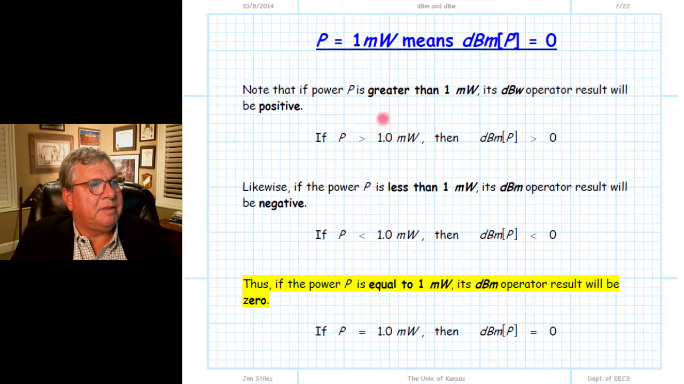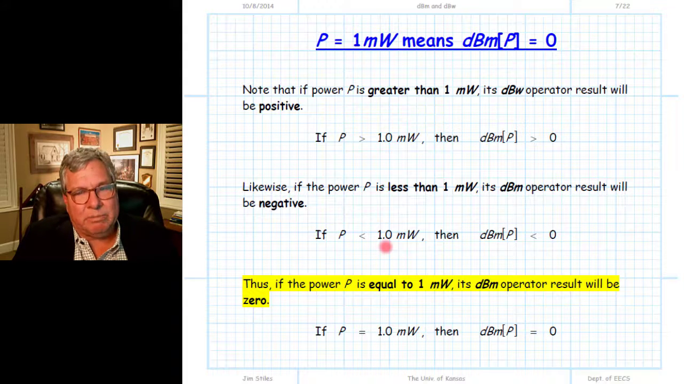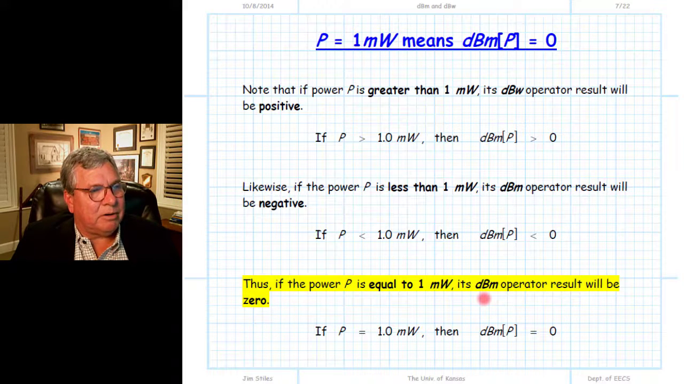In this case then, if the power P is greater than 1 milliwatt, the result when applying the dBm operator would be a value that is greater than 0, in other words, a positive value. If the power is less than 1 milliwatt, our coefficient would be less than 1, and therefore applying the decimal operator to that coefficient, we get a value that is negative, a value less than 0. And from these two, if the power is precisely equal to 1 milliwatt, then the dB operator provides a value which is exactly equal to 0.